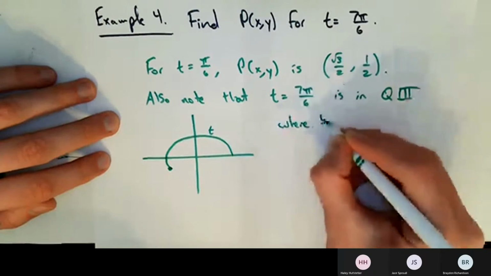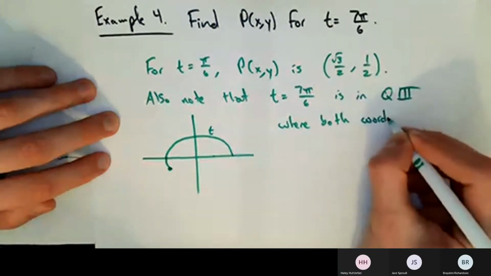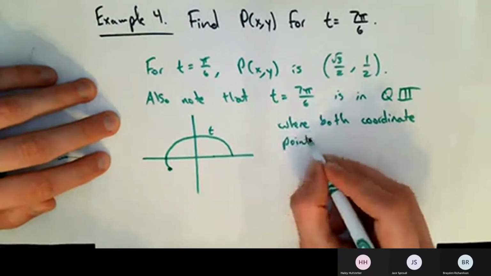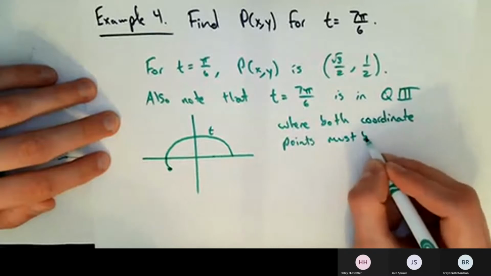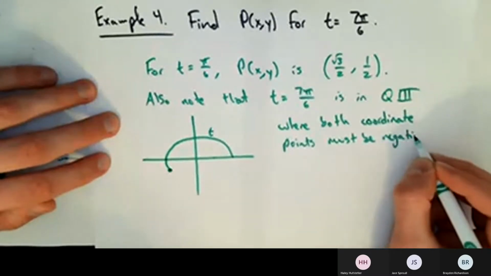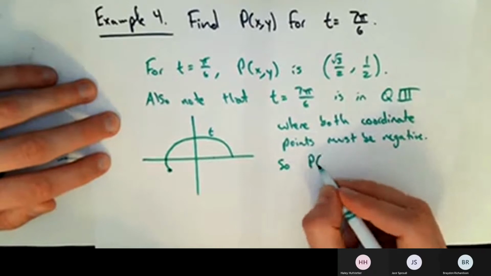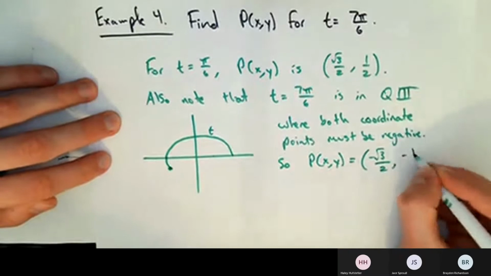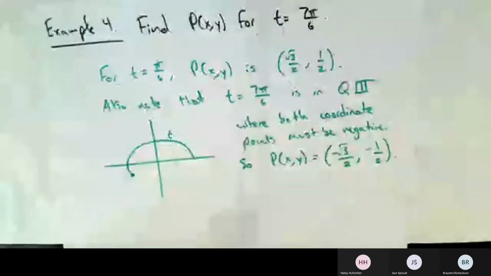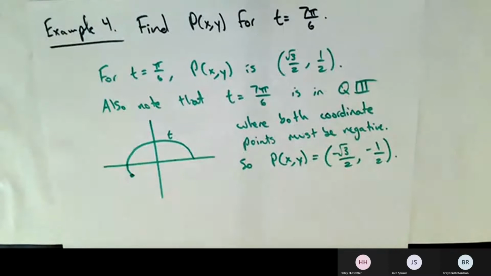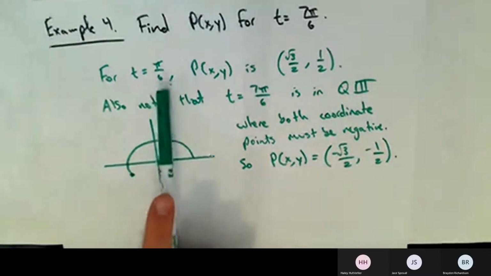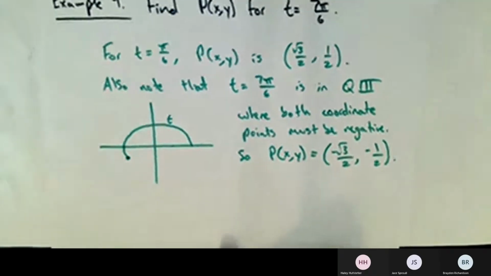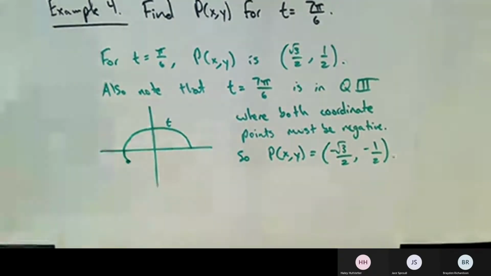where both coordinate values must be negative. So what's the coordinate point? P of xy is going to be negative square root of 3 over 2, comma, negative 1/2. That's it. You just have to know the point for the corresponding t value you're given, and also the sign in that quadrant.